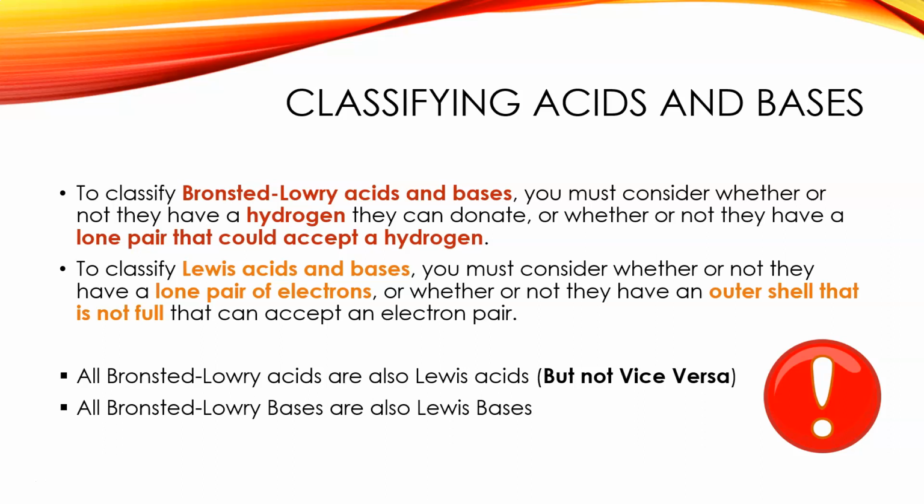All Bronsted-Lowry acids are also Lewis acids, but not vice versa. Not all Lewis acids are Bronsted-Lowry acids. All Bronsted-Lowry bases are also Lewis bases. So the Lewis acid-base system allows us to classify including Bronsted-Lowry, but not all Lewis acids and bases would act as Bronsted-Lowry acids and bases.